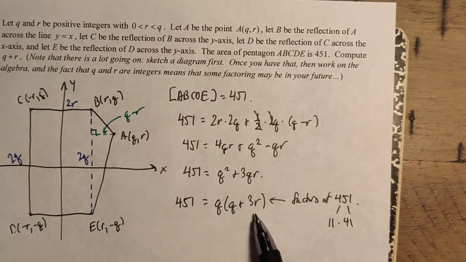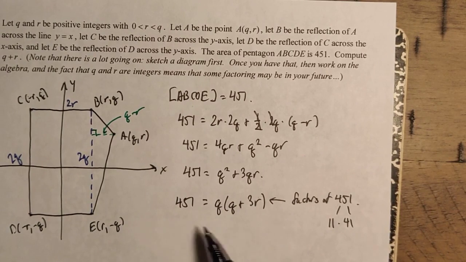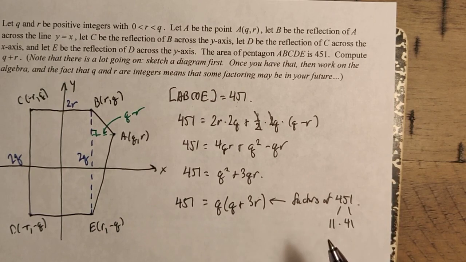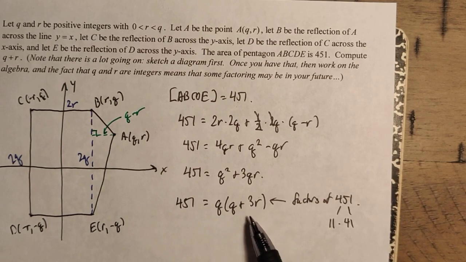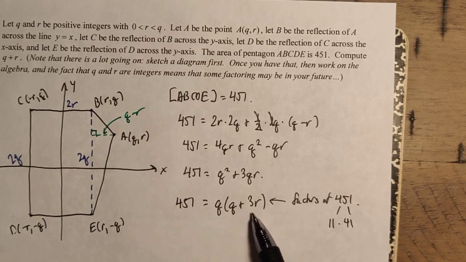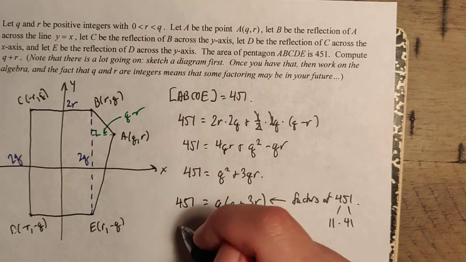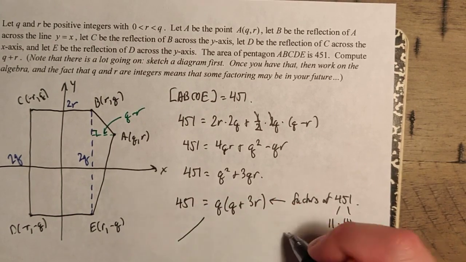And by the way, note that since R is a positive number, it's pretty clear that Q plus 3R is greater than Q. So that means this is going to be the bigger number in each pair. So in fact, even though technically we should test the different orders here, like for instance, putting a 41 here and 11 here, note that since this is positive, we know that this is going to be a bigger number here. So in fact, there are 2 cases to worry about.